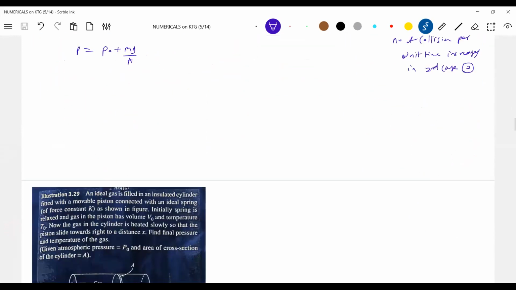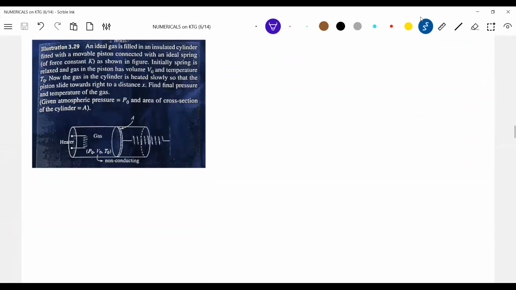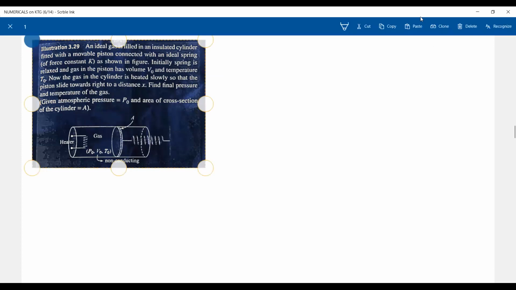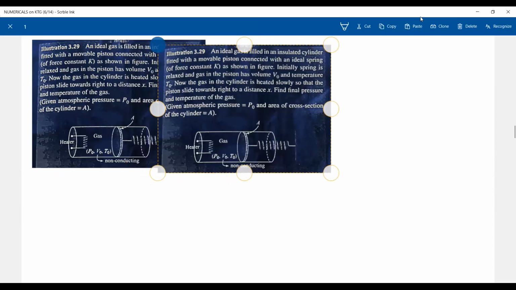Now let's enter into the mechanics. Gas is there, so there will be pressure. Pressure into area will be the pressure force, and all the problems will be mechanics related. Okay, let's take this question now. It is a three-dimensional diagram that he has given. Let me explain the diagram.